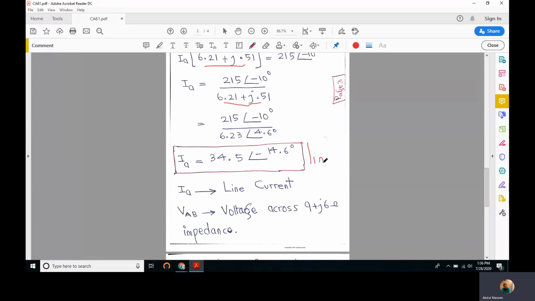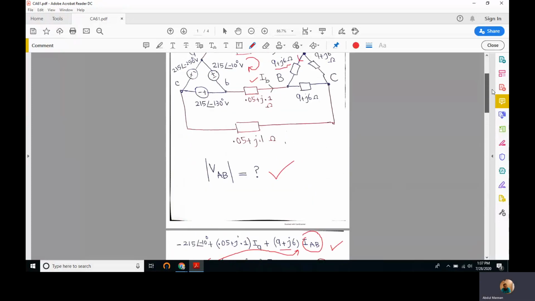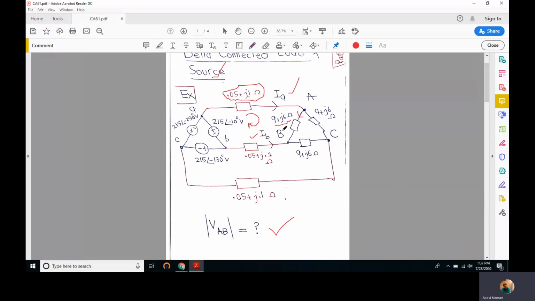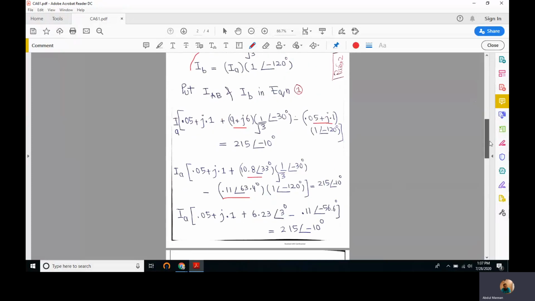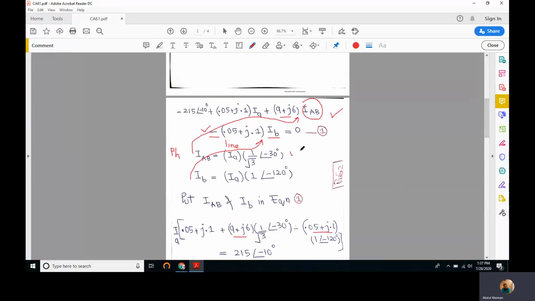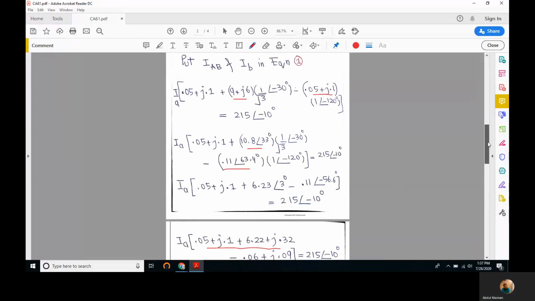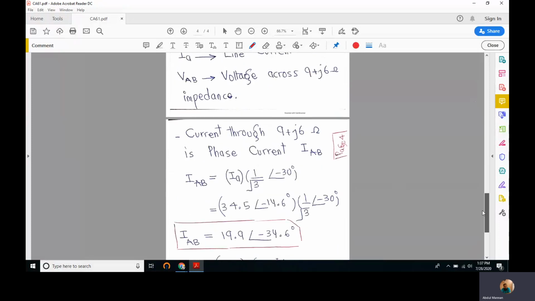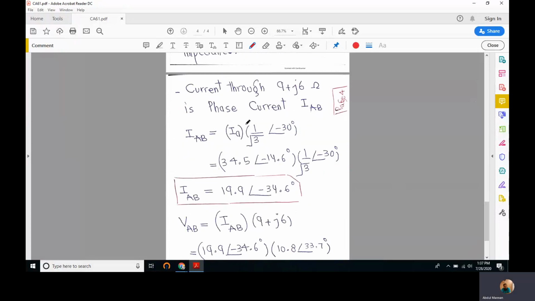So we have to find the voltage drop across this delta load, but the current flowing through this 9 plus j6 ohm delta load is the phase current, IAB. So let's compute IAB using this formula. IAB is IA multiplied by this complex number. It gives us this IAB.